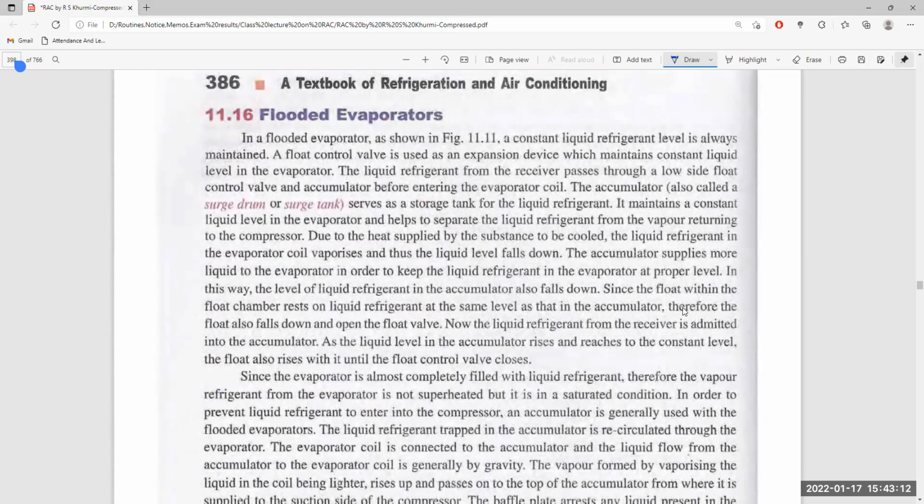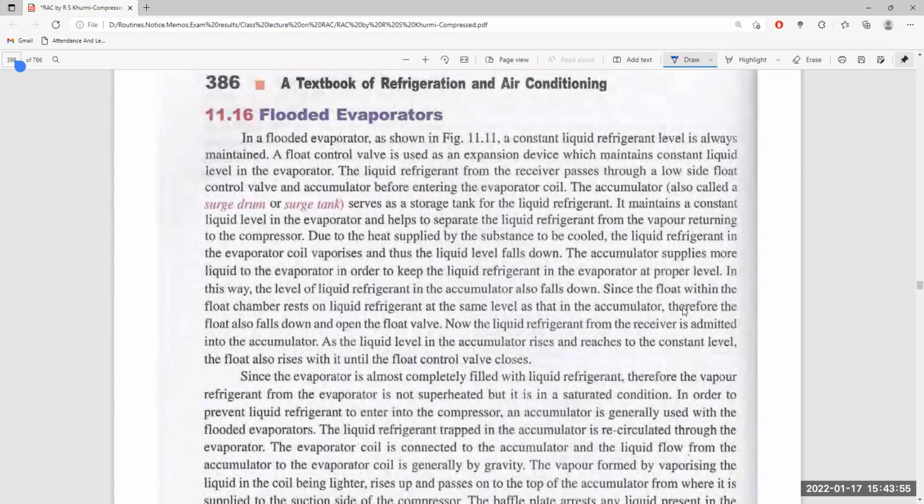The accumulator, also called a surge drum or surge tank, serves as a storage tank for the liquid refrigerant. It maintains a constant liquid level in the evaporator and also helps to separate the liquid refrigerant from the vapor returned to the compressor. Due to the heat supplied by the process to be cooled, the liquid refrigerant in the evaporator coil vaporizes and thus the liquid level falls. The accumulator supplies more liquid to the evaporator in order to keep the liquid refrigerant at the proper level.